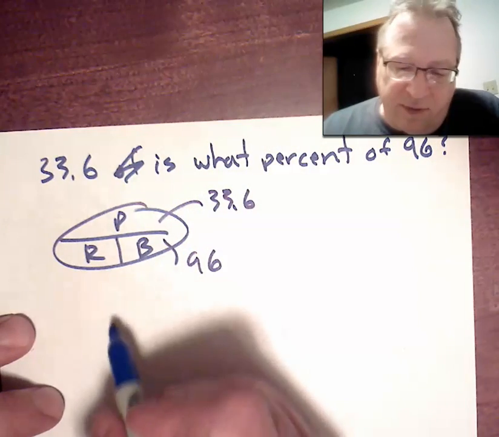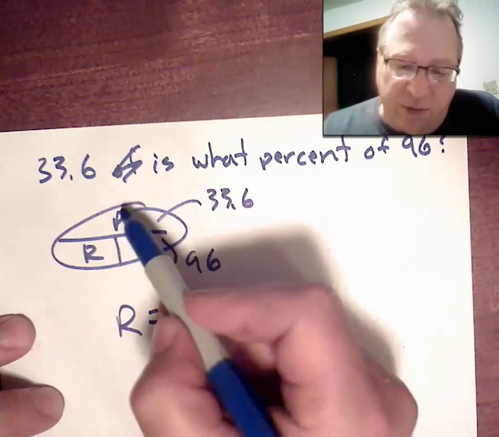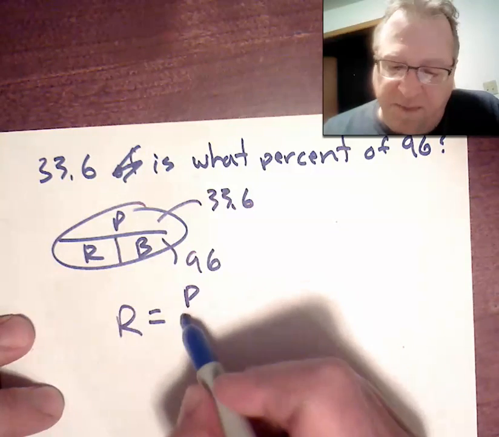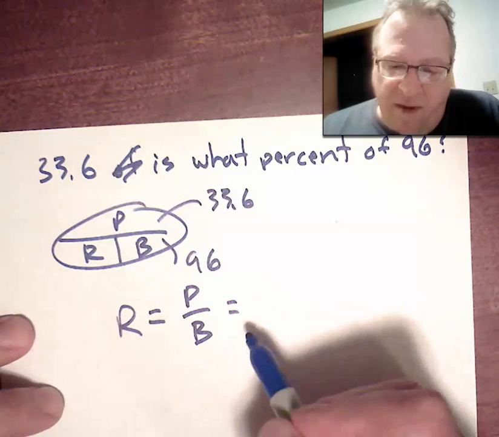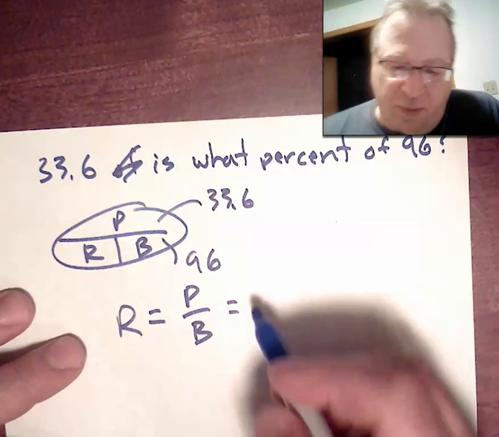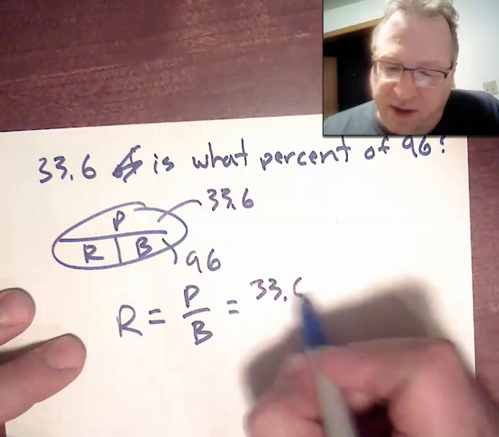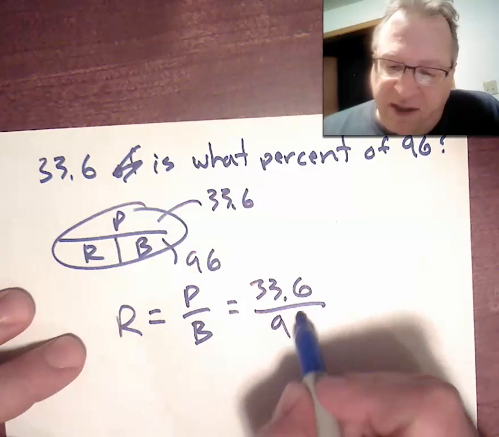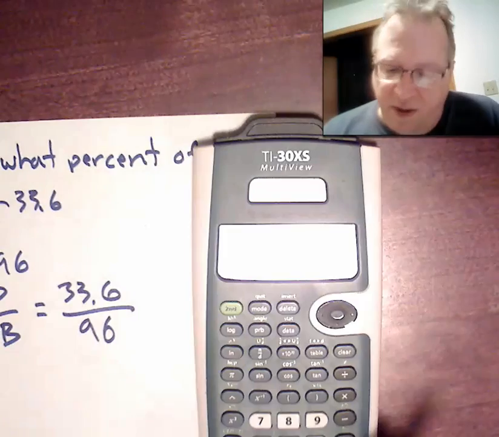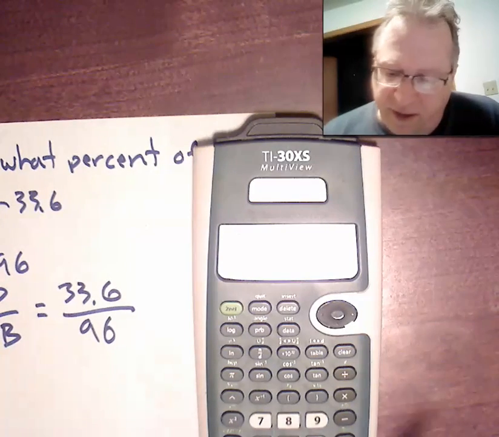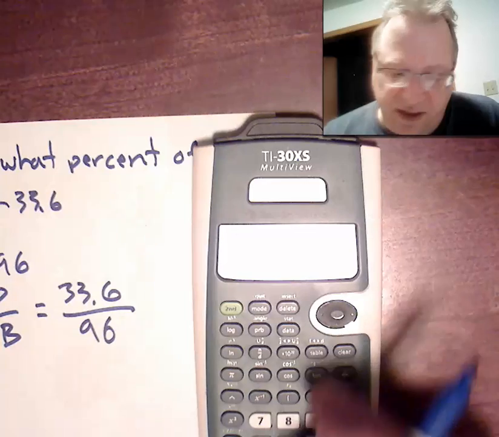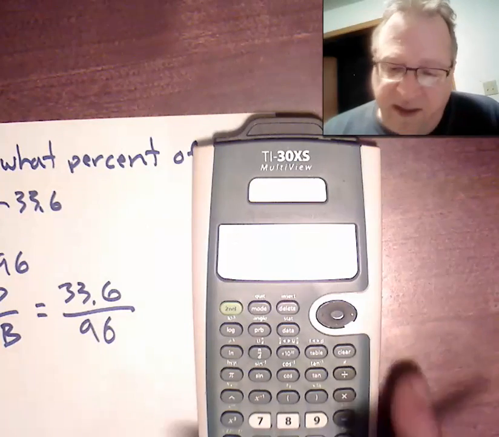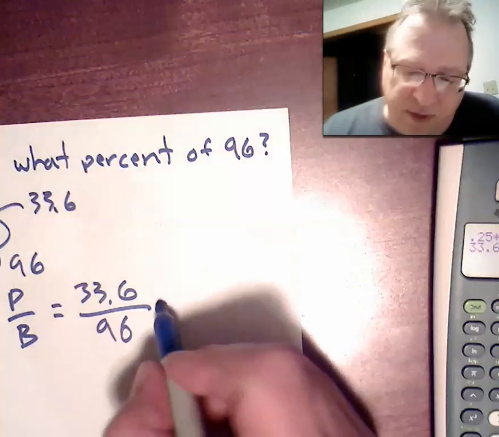Now in this case, we're solving for rate. So our diagram says we write rate is equal to portion over base. Let's put in the numbers. Portion is 33.6. Our base is 96. We pull out our calculator and we say 33.6 divided by 96 is equal to 0.35.